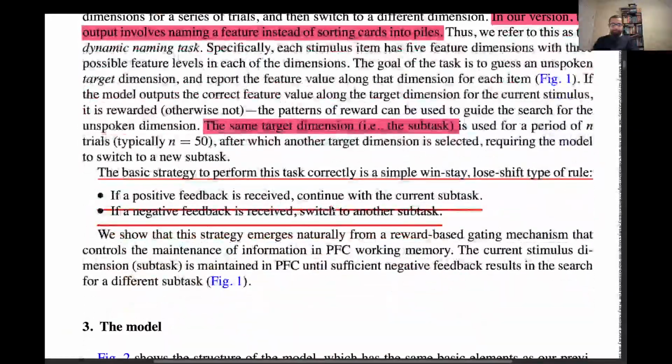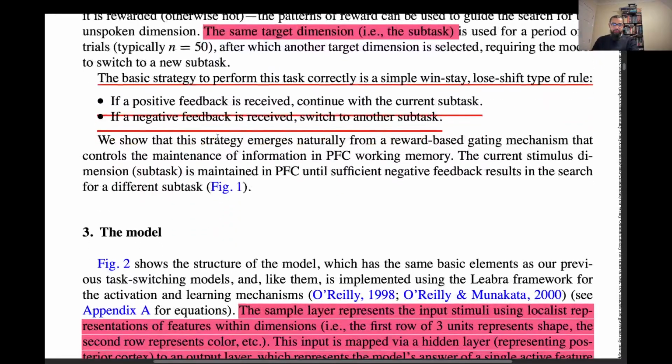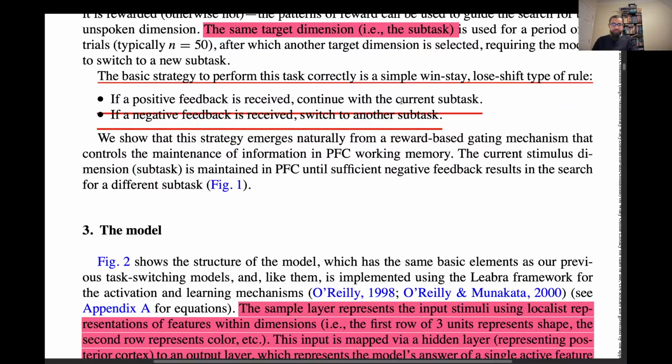So, the basic strategy to perform this task is a simple win-stay or lose-shift type rule. If a positive feedback is received, continue the current subtask. If a negative feedback is received, switch to another subtask.